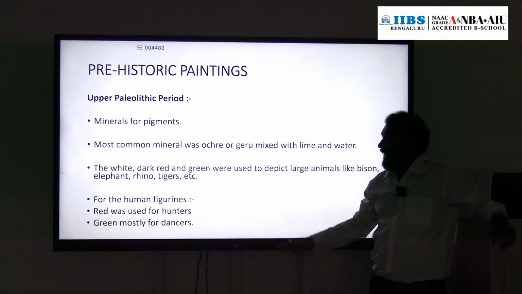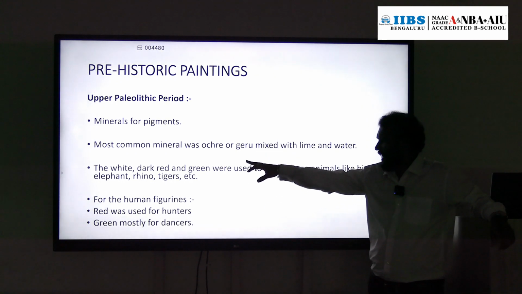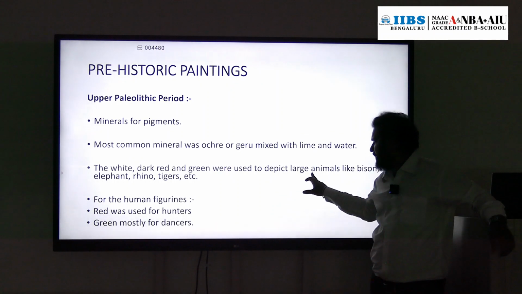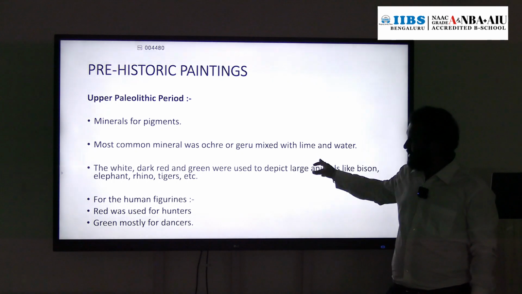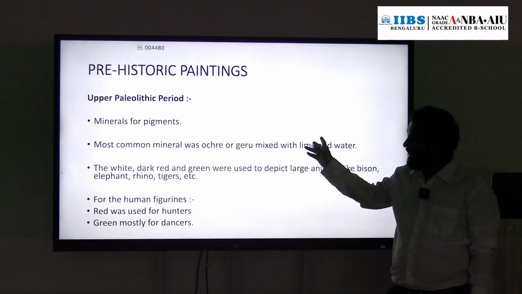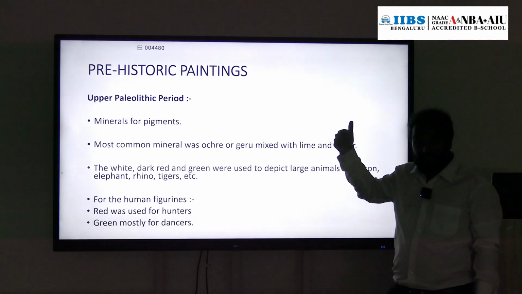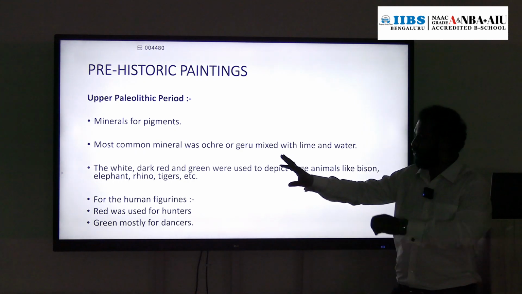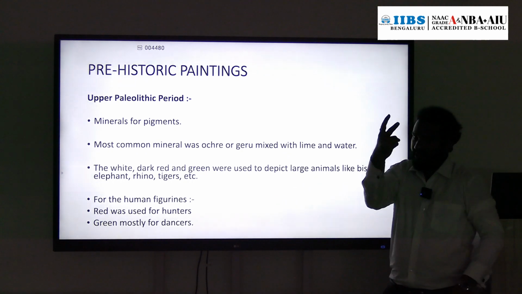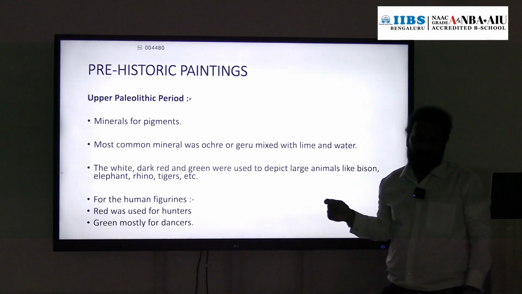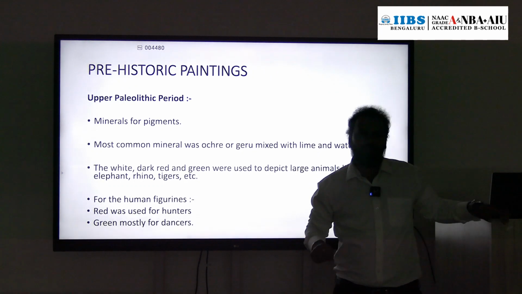Okay. Other colors they also used: white, dark red, greens. These colors were used to depict large animals like bison, elephant, rhino and tigers. So in that age there were paintings of animals as well as human beings. For human beings they used two different colors: red for the hunters and green for the dancers.